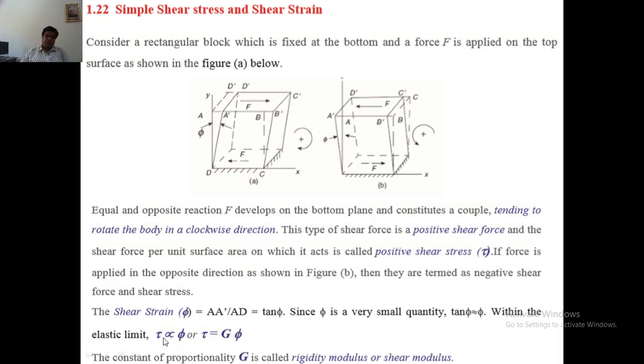So tau is equal to G into shear strain. So shear stress is equal to G into shear strain. Or if you want, we can say it as shear stress by shear strain is equal to modulus of rigidity, or G, or shear modulus.